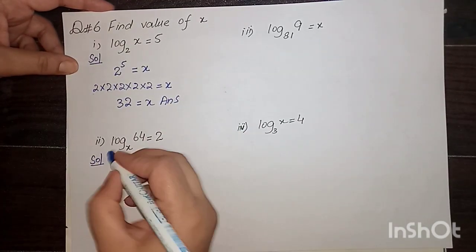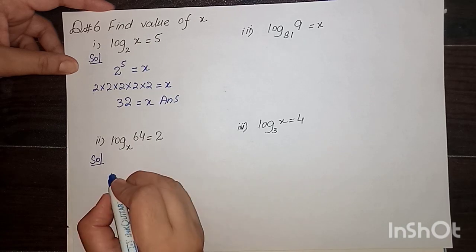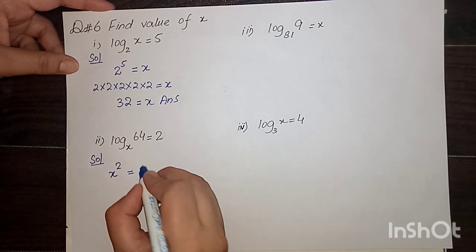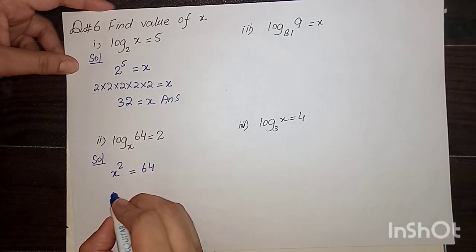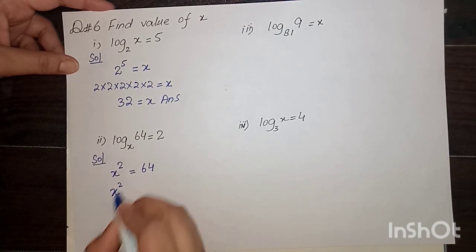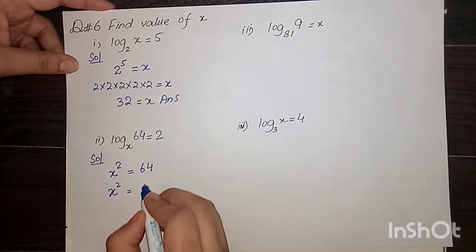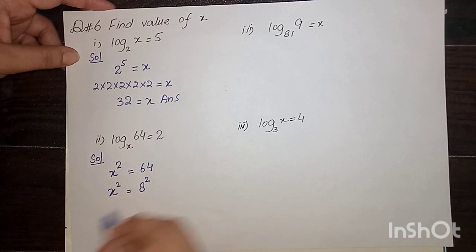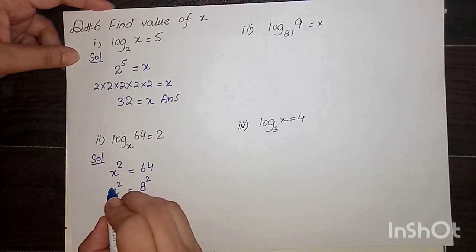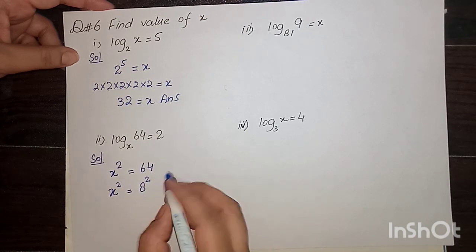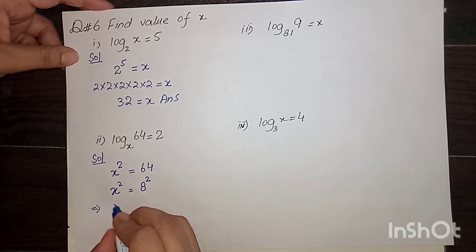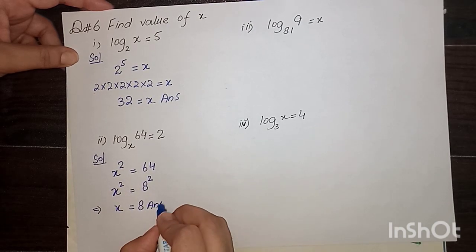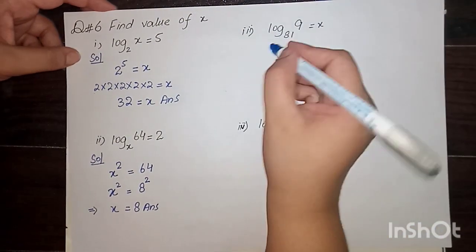Second question, again convert into exponential form. First of all we will write the base, then x to the power of 2 is equal to 64. We also know that 8 8s are 64. So when exponents are equal, then bases are equal. This implies that x is equal to 8 is my answer.